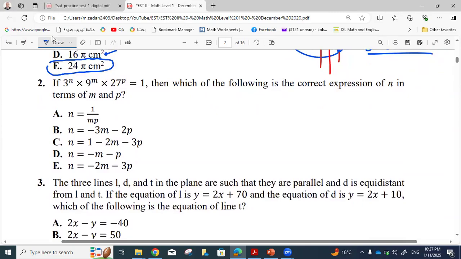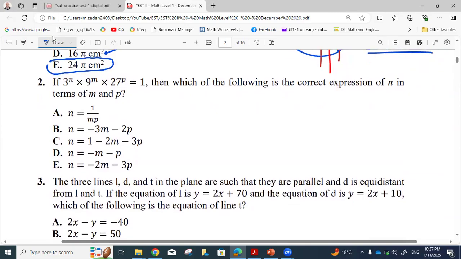Question number 2. If 3 power n times 9 power m times 27 power p is equal to 1, then which of the following is the correct expression of n in terms of m and p? First of all, the bases here, 3, 9, 27, are all powers of 3. So just write it again: 3 power n times, as you know, 9 is 3 squared, so 3 power 2m. And 27 is 3 cubed, so 3 power 3p. The 1 as well, you can write as 3 power 0.